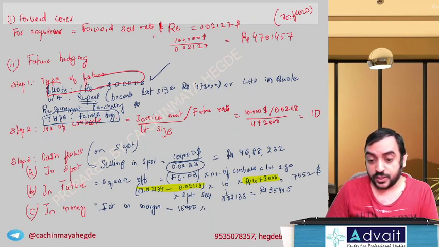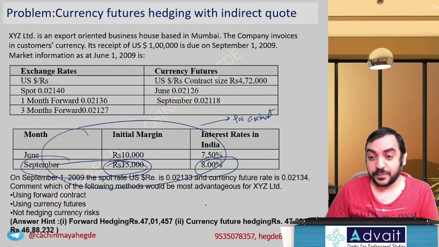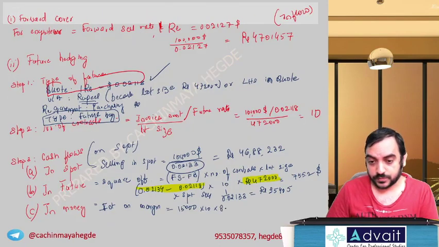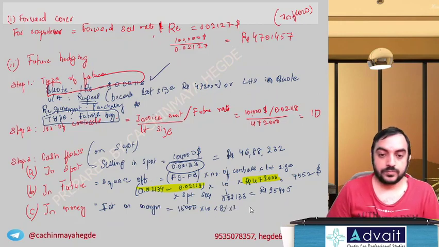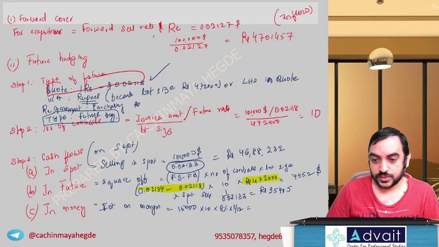You enter into 10 contracts, so you should multiply by that. So 15,000 into 10 contracts into what is the rate of interest? 8% for 3 months. 15,000 into 10 into 0.08 into 3 by 12. 3,000.